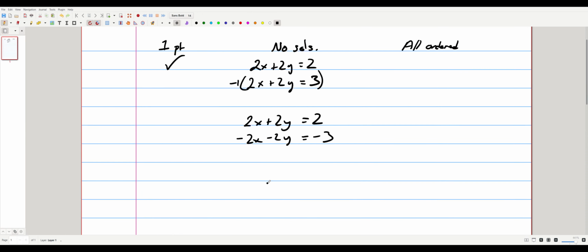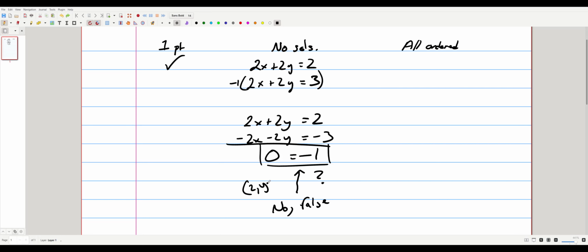We add these equations together, right? And everything on the left side here is just going to go away. It's going to become 0 is equal to 2 plus negative 3, which is negative 1. And this should throw up some red flags in your head, because is 0 ever equal to negative 1? No. So this is a false statement, and no number that we could pick for x and y will ever make this true, right? So that's why we can say no real solution.